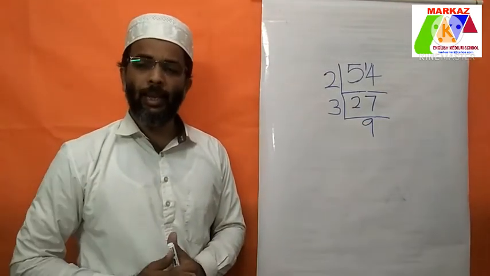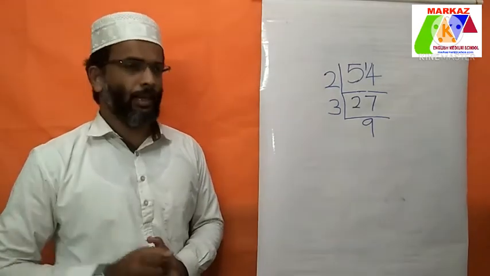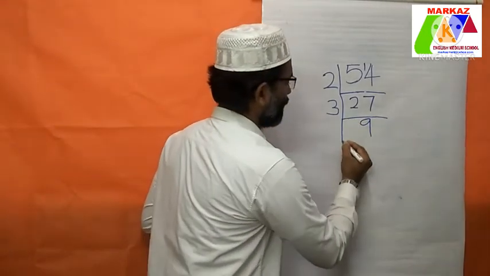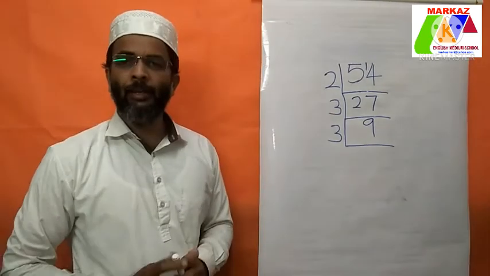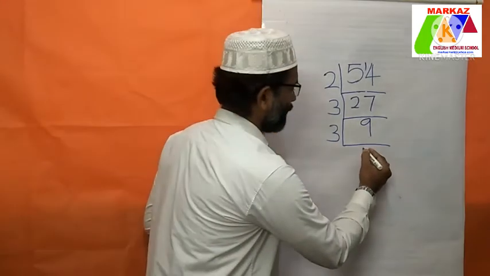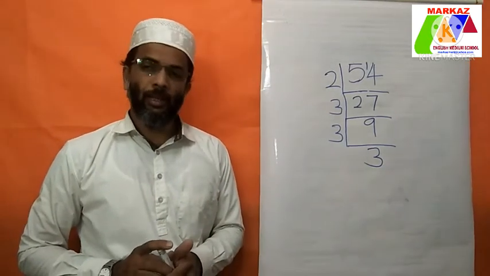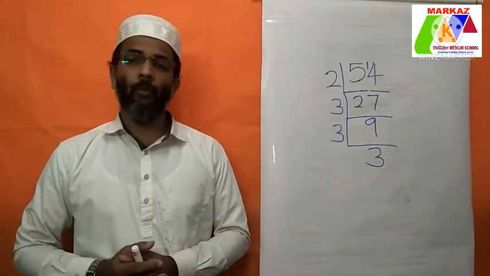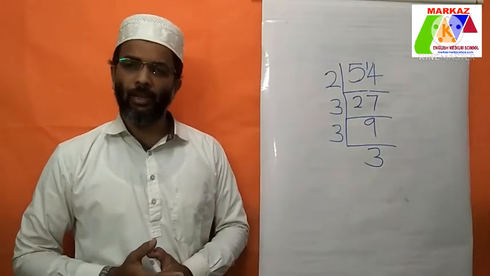Again, the quotient is an odd number. So we can do the division by 3, the smallest odd prime number. How many 3s in 9? 3. 3 3s are 9. Now we got 3, which is again a prime number, and so we need to divide by itself. That is 3 ones are 3.